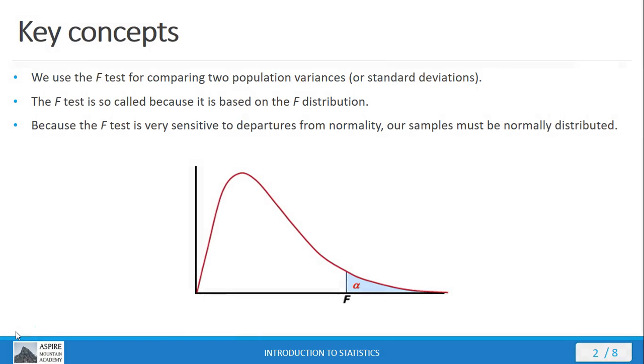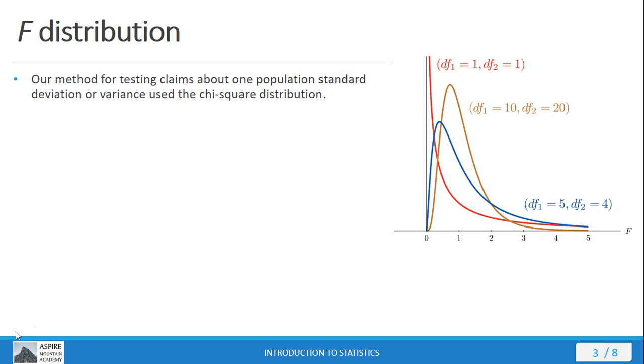So, as I just mentioned, we're going to be using a new distribution to perform a hypothesis test and construct confidence interval estimates, and it's based on what's called the F distribution. The F test, which is based on the F distribution, is very sensitive to departures from normality. So, we've got a pretty strict requirement that our samples have to be normally distributed. But aside from that, this runs pretty much like we've seen before. To start with, let's learn a little bit more about the F distribution.